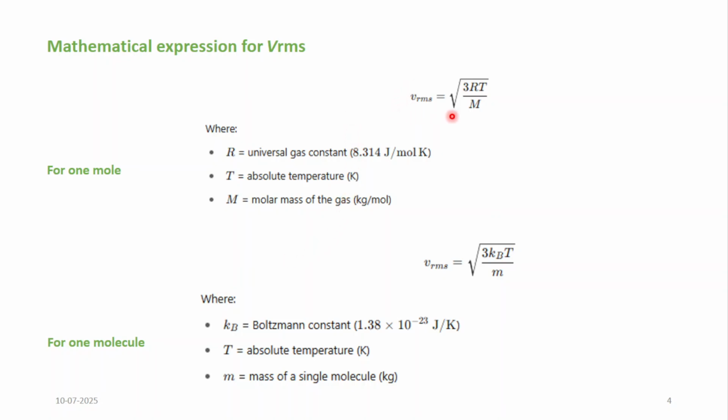Now these are the mathematical expressions for RMS velocity for 1 mole and for 1 molecule. The derivation is not included in the syllabus, so I am not discussing it. Root mean square velocity for 1 mole is given by square root of 3RT by M. Here R is the universal gas constant, T is absolute temperature, M is molar mass. For 1 molecule, you have to consider the Boltzmann constant, which is R divided by N, where N is the Avogadro number. That becomes equal to 1.38 into 10 raised to minus 23, because the Avogadro number is 6.022 into 10 raised to 23. T is absolute temperature and m is the mass of a single molecule.